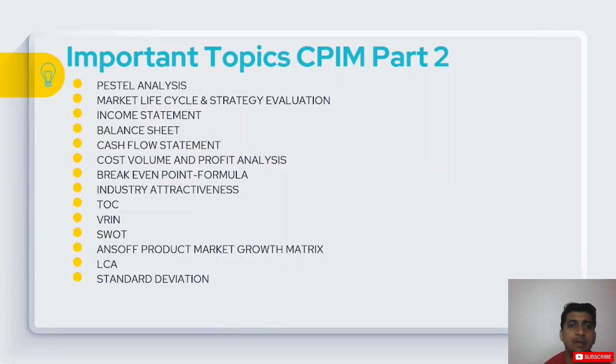customer analysis, market life cycle, strategy evaluation, income statement, balance sheet, cash flow statement. So you'll find a lot of financial, numerical or formula-based questions, and a lot of theoretical questions from the finance side as well. So don't think CPM is only a supply chain based certification and you won't be having questions from finance. You'll be surprised, there is a good number of questions coming from this section as well, so don't miss out on this.